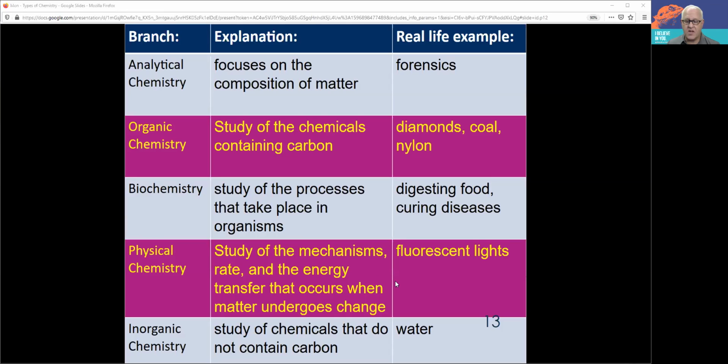And then we have inorganic chemistry, and that's the study of chemicals that do not contain any carbon. Inorganic chemistry, a real-life example of that, studying water. That water molecule only has hydrogen and oxygen in it. But water is one of those great universal solvents. And it's amazing how water can be used for so many things. So those are the 5 branches of chemistry that we're going to be focusing on this semester.